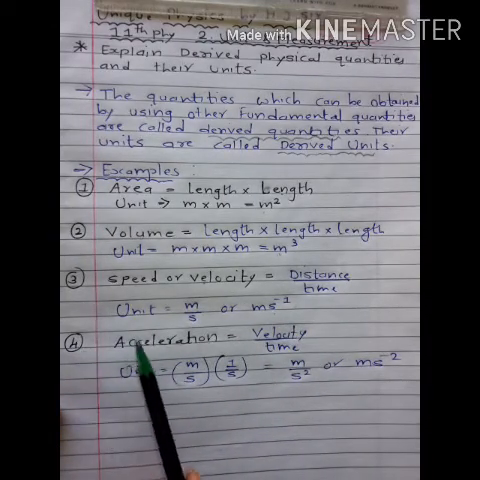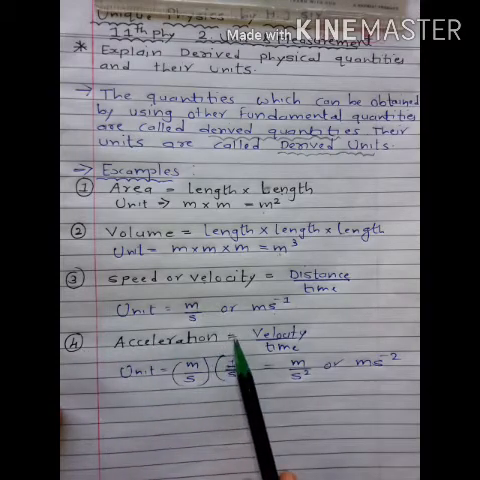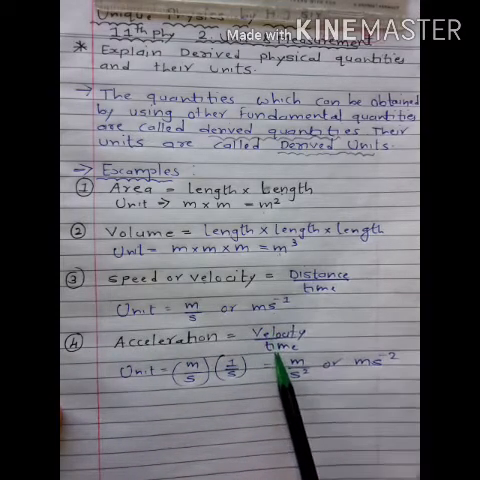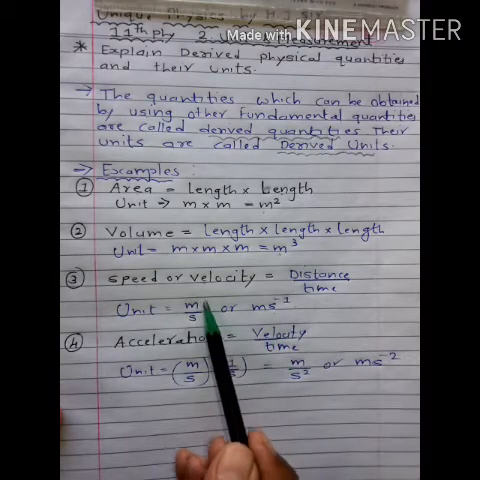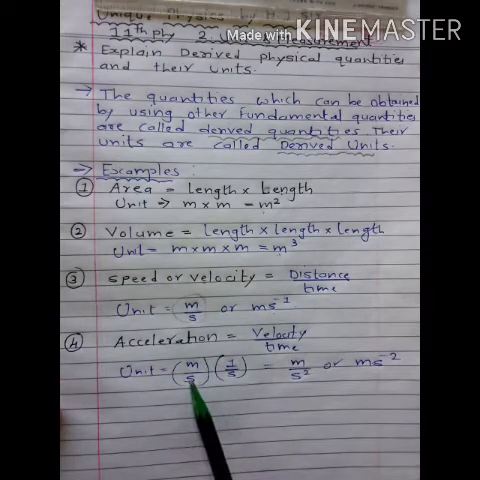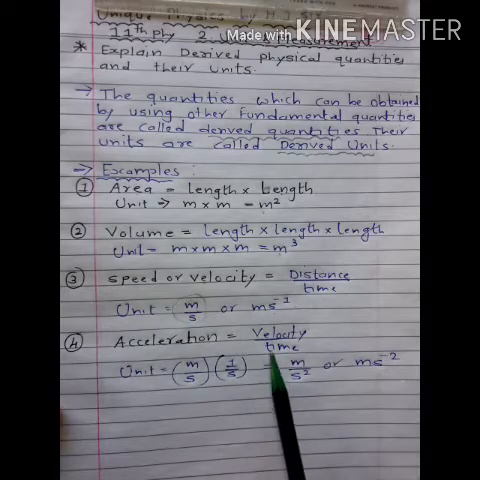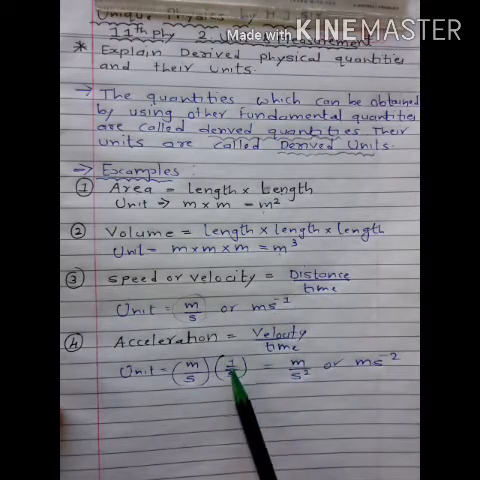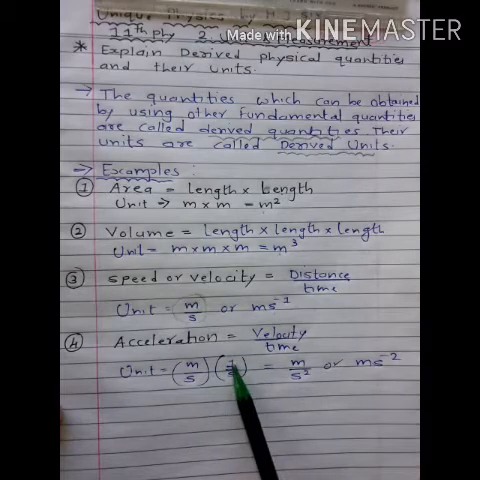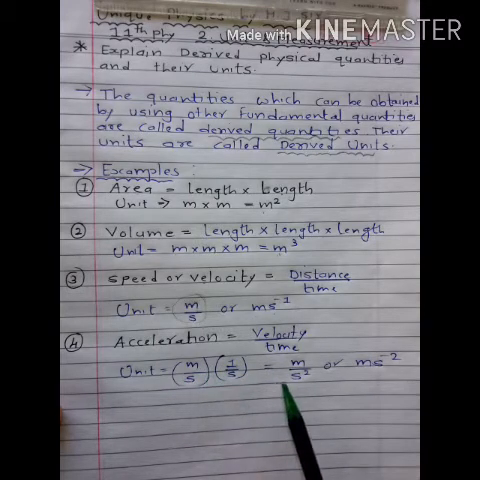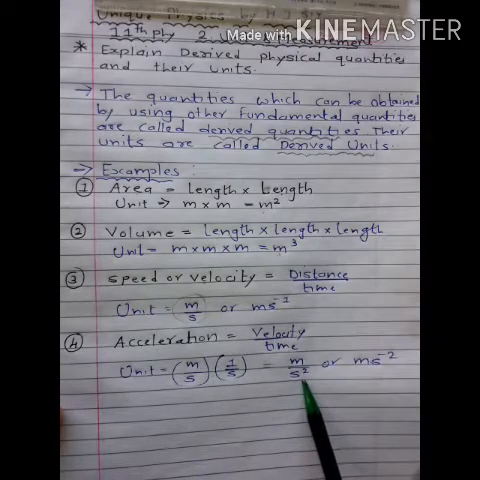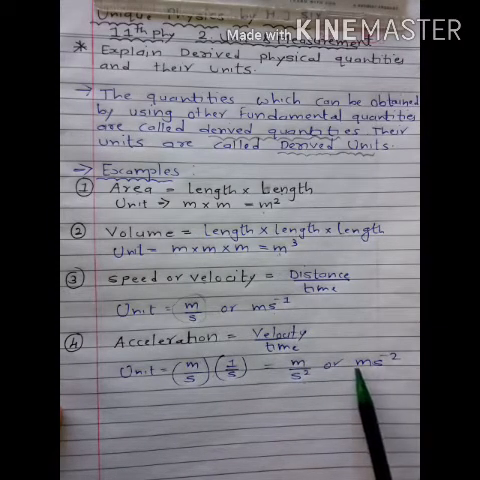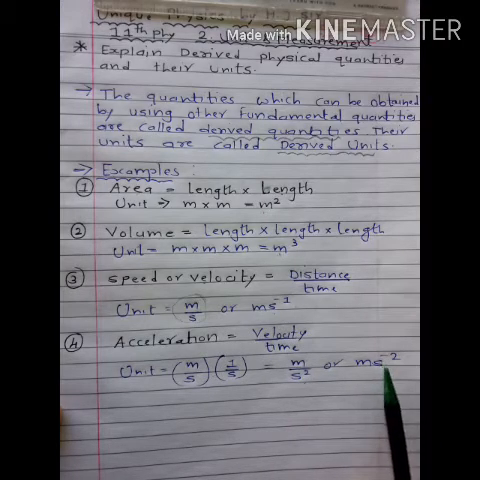Next example is acceleration, number 4. Acceleration is equal to velocity upon time. Now we have the unit of velocity, it is meter per second. So the unit of acceleration is equal to meter per second into, here we have 1 upon time, so 1 upon second. By combining these two units, we can say that the unit of acceleration is meter per second square. This is also written as meter second raised to minus 2.